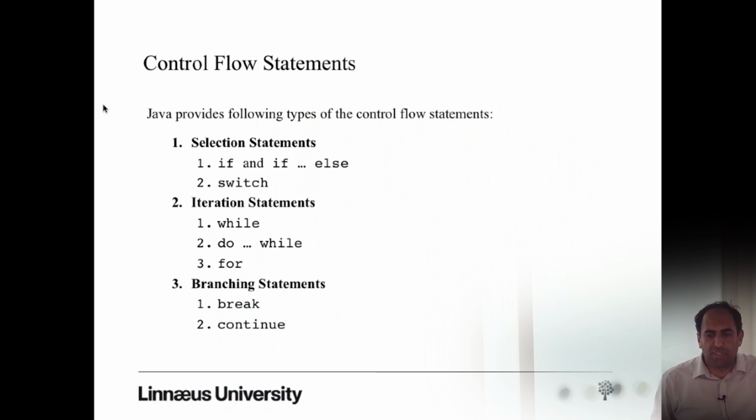The first one is the selection statement. Then we have iterative statements and the branching mechanism, which are related to the above two. If and if-else, as the name says, are conditional statements. If something happens, do this. If it does not happen, do this. If it's raining, I will stay at home. If it's not raining, maybe I will go for a walk or something like that.